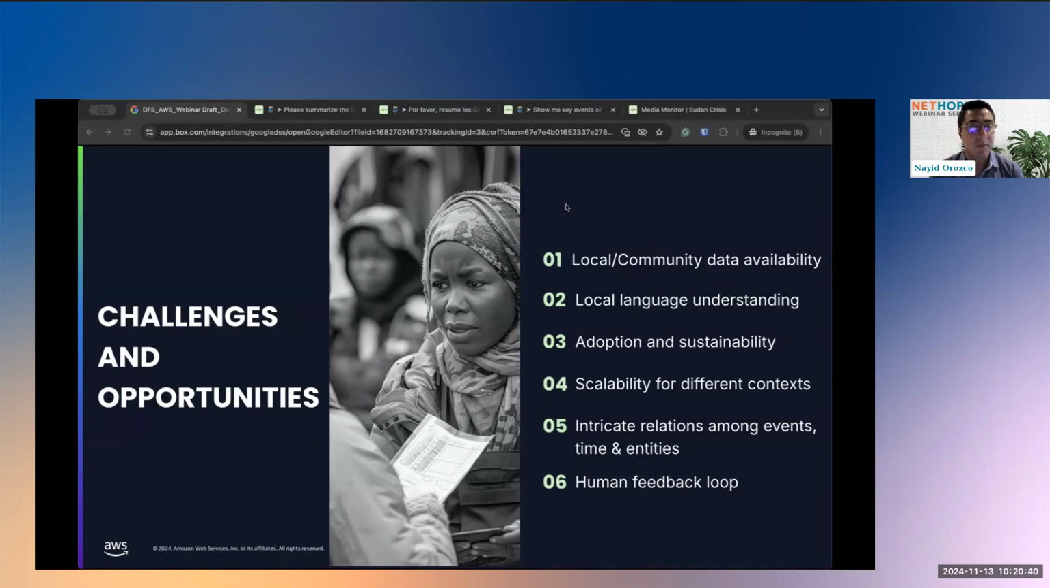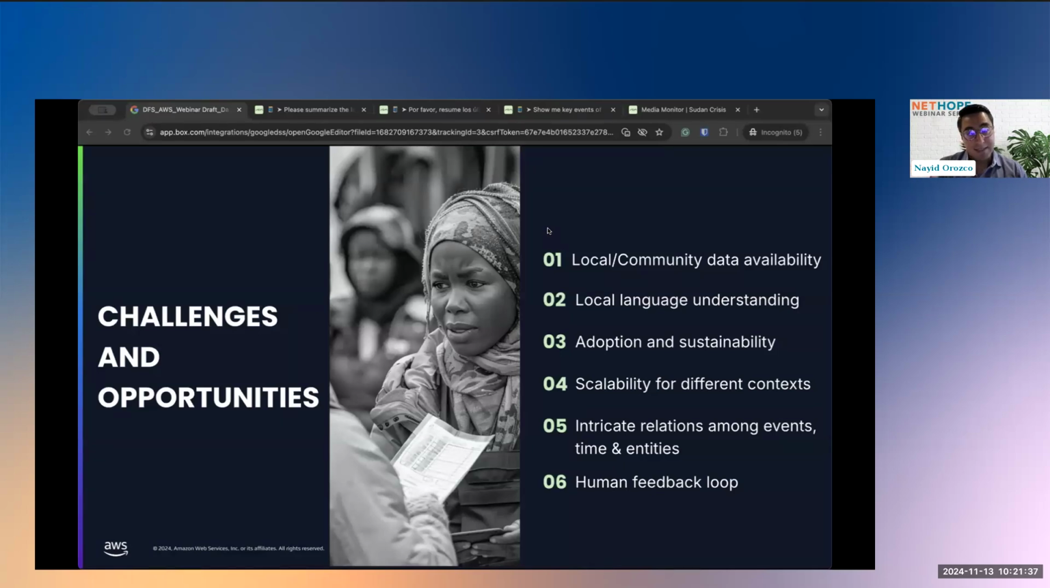When it comes to adoption and sustainability, we are focused on making GANNET not just powerful, but also intuitive and accessible for humanitarian organizations of all sizes. Scalability for different contexts is key because we know that a response in Lebanon looks very different from one in South America, for example. We are also working on better understanding the relations among events, time, and entities, which is something that happens with all these different data sets that are being handled in the humanitarian sector. And also to help humanitarian workers see not just what's happening now, but also how different crises and responses interconnect. And finally, we are strengthening our human feedback loop, as Ariana just mentioned, because at the end of the day, GANNET is a tool to augment and not replace human expertise in humanitarian response. Feedback is key for us. So that's something that is always in our strategy.